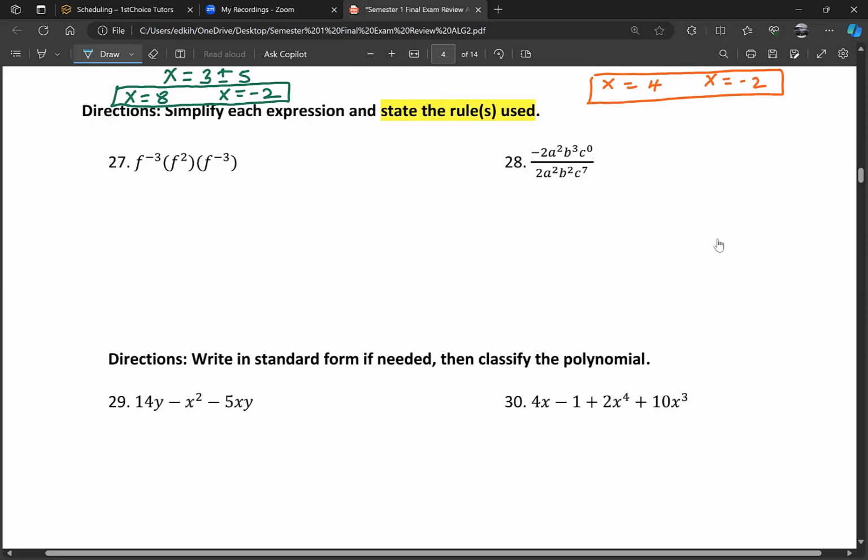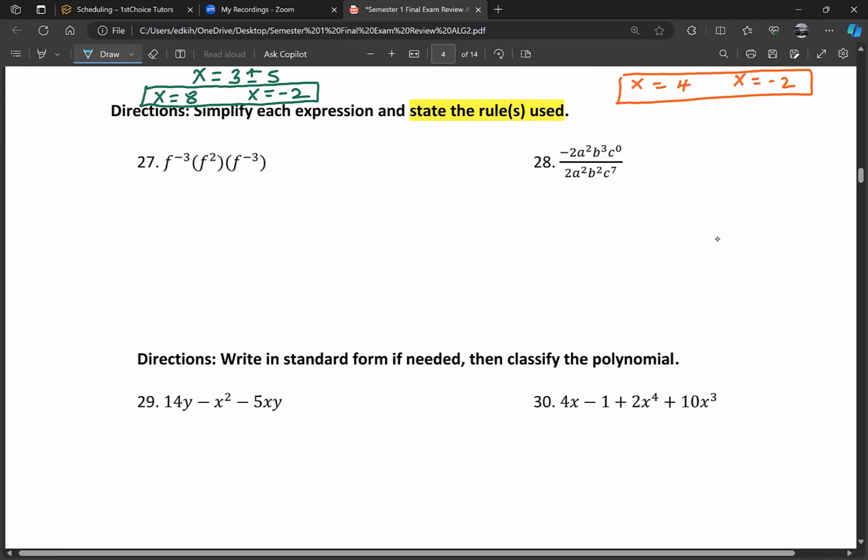So the multiplication property, remember, if you're multiplying numbers that have the same base, all these have the base of f, you keep the base and you literally just add the exponents. So again, if you're multiplying numbers that have the same base, and yes, these are being multiplied, you keep the base and you add the exponent. So it'd be negative 3 plus 2 plus negative 3. Let's simplify this. Negative 3 plus 2 is negative 1. Negative 1 minus 3 is negative 4.